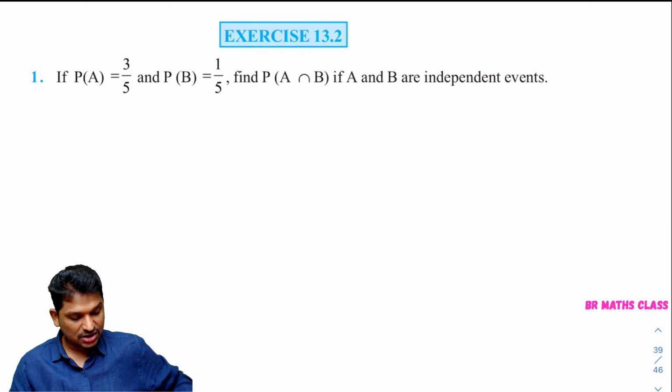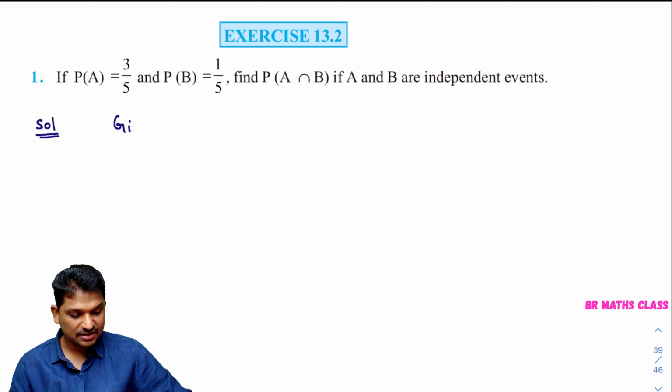Okay, now what I'll do, I'll write the given data first. What is the given data? They have given probability of A. What is probability of A? It is given as 3 by 5. Probability of B is also given. What is probability of B? Probability of B is 1 by 5.